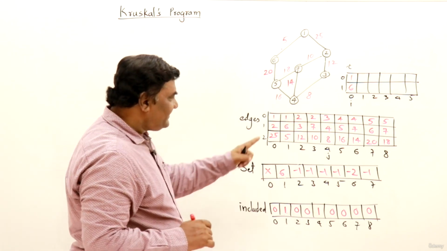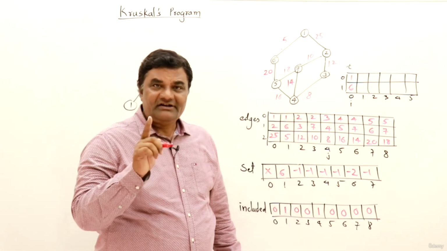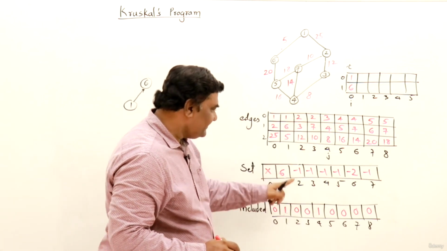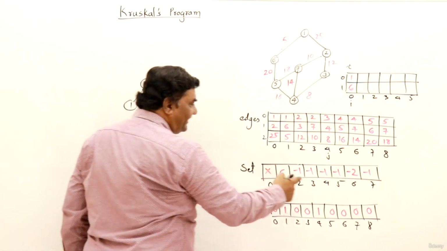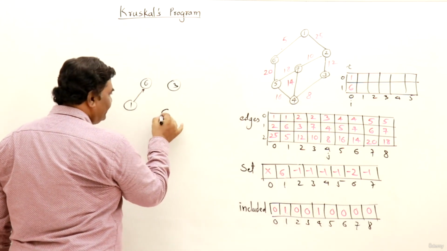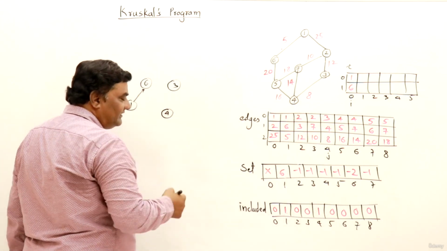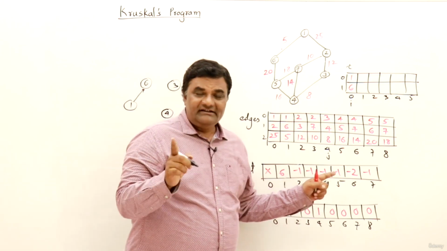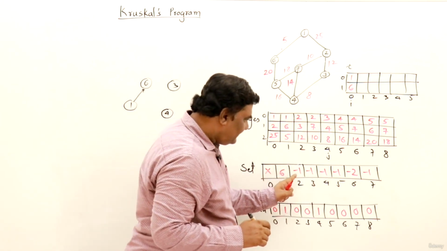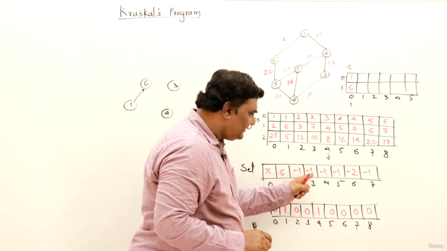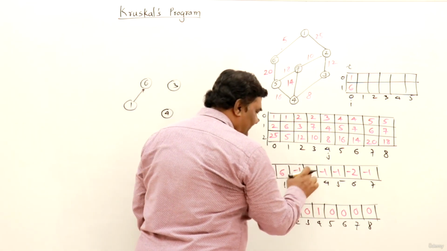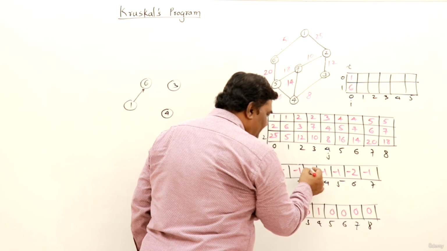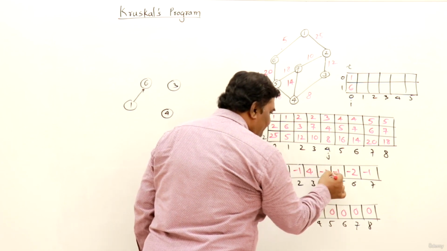Now whether to include 3 and 4 or not. Find 3 and find 4. Find 3. 3 is a parent of itself. Find 4. 4 is a parent of itself, right? These are 2 different, so there is no cycle. It will not form a cycle. Then 3 or 4, which is smaller? Both are equal only. So we'll update this one and make that the parent. So we will write 4 here and this we will write as minus 2.